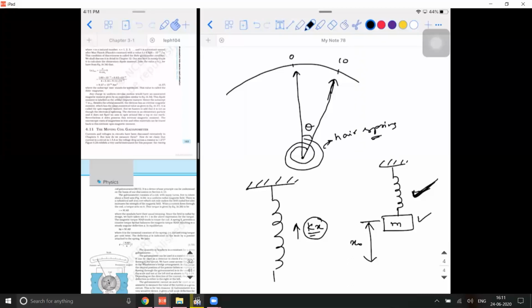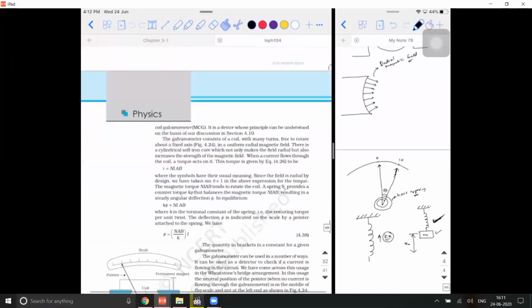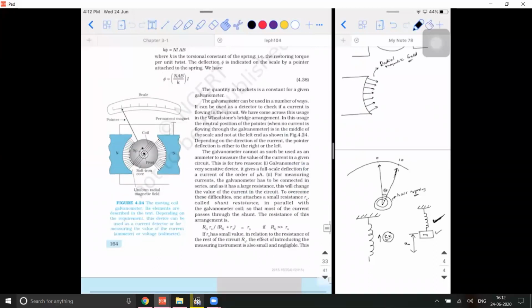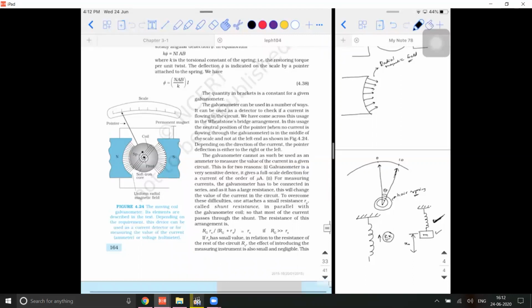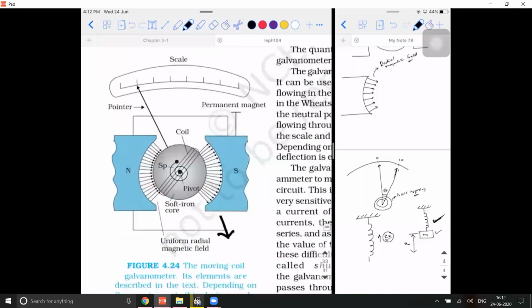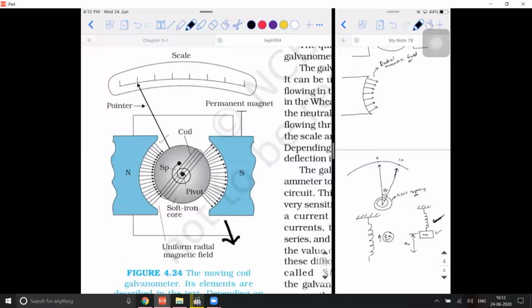Okay, so keeping all these factors in mind, now if we look at your textbook, the diagram will be more clear. I have answered why there is a concave shape present. It is to create the radial magnetic field. Why radial magnetic field? I'll answer that. Due to the radial field, you are able to see these black lines. These are all the radial magnetic fields which are present.